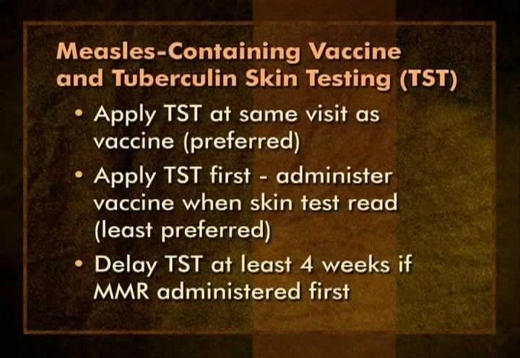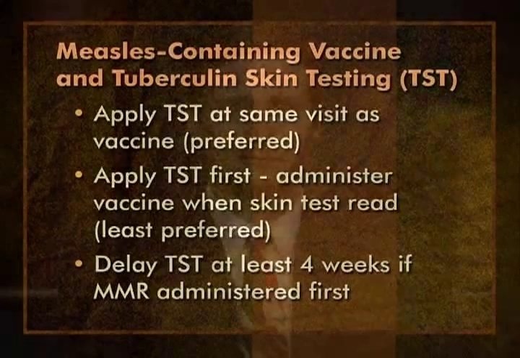What you should not do is apply a TST if a measles-containing vaccine has already been given. You should delay the TST for at least 4 weeks if the vaccine is administered first. By delaying the TST, if the MMR or MMRV has already been administered, you will eliminate the risk of vaccine suppression that could lead to a false negative skin test. A false negative TST could delay treatment of a person with tuberculosis. We suggest you apply these TST rules to all injected and intranasal live vaccines, just to be safe.